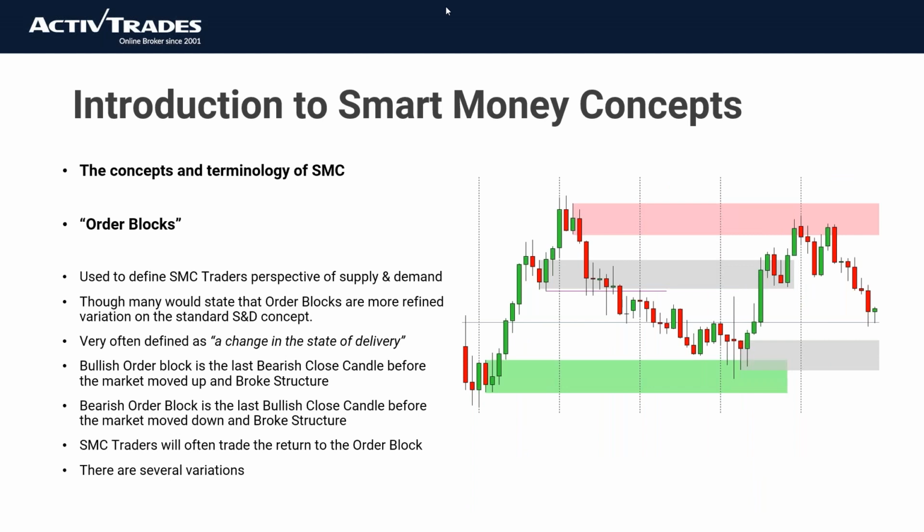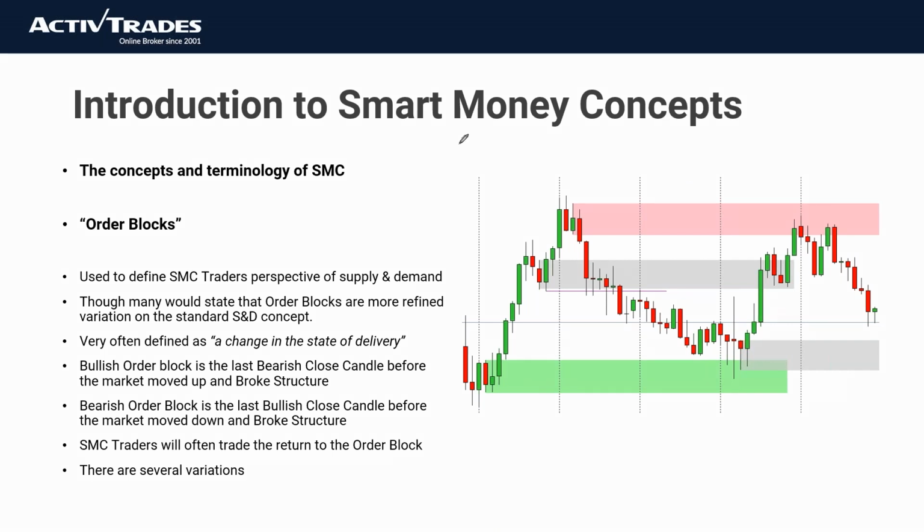But one of the other elements is order blocks. You'll hear people talking about order blocks, and my view, and people might differ, is that order blocks are really just a way that SMC traders view areas of supply and demand. Now, many SMC traders would state that order blocks are a more refined variation on that. That's fine, you could debate that for the rest of your days. Ultimately, today we all want to know, is this going to help me?